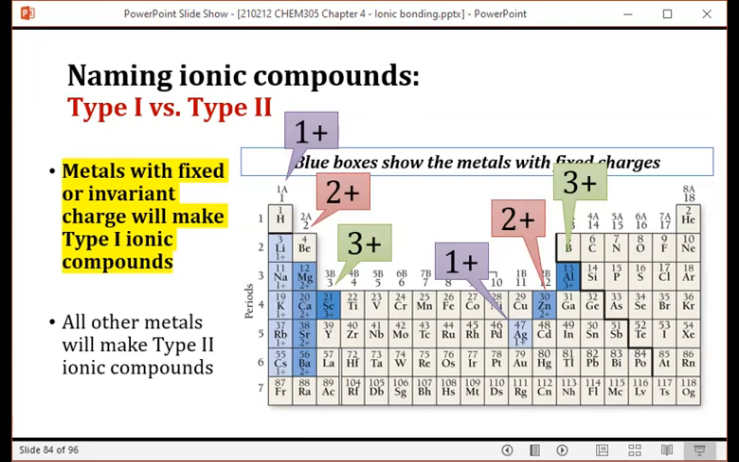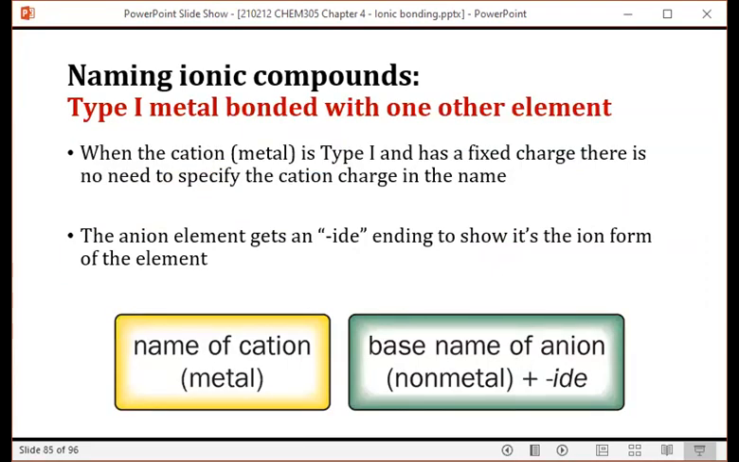And so when we name ionic compounds for the type 1 metals, the ones shown in blue here, because we know their charge is always the same, we don't have to include the charge as part of the name. But for the type 2 metals, because the charge could change, we have to incorporate it into the name to make sure we properly name the compound. So when you name a type 1 metal bonded with one other element, you name the cation first, which is the metal, and then you name the base of the anion, the nonmetal part, with an IDE ending.